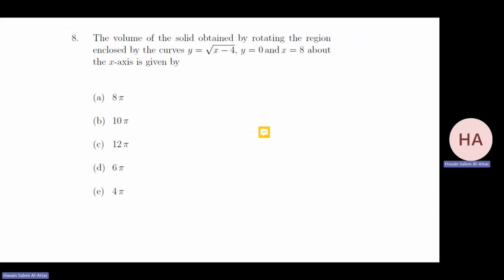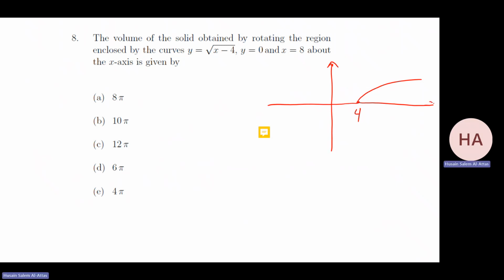Okay, let me do these problems. The volume of the solid obtained by rotating the region enclosed by the curve. It's always good to graph the function, so let me just graph the function. What I will have is y equals square root of x minus 4. That is the function.